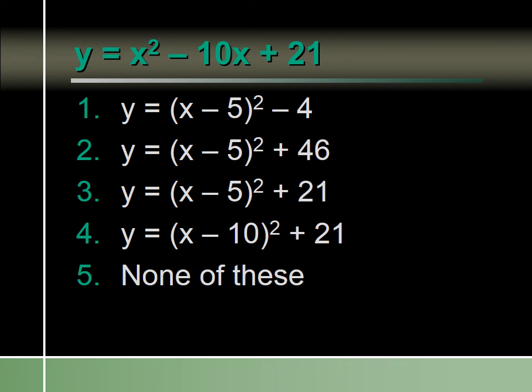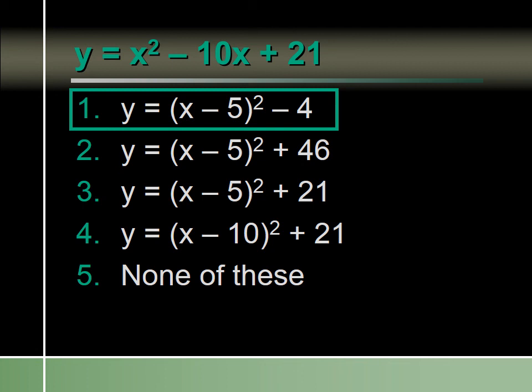All right, let's see what the answer is. It looks like the answer is option 1. y is equal to (x minus 5) squared minus 4, which makes sense because half of 10 is 5. 5 squared is 25. So you'd be doing 21 minus 25, which would get you negative 4. And then, of course, x squared minus 10x plus 25. If you factor that, you end up with (x minus 5) squared.